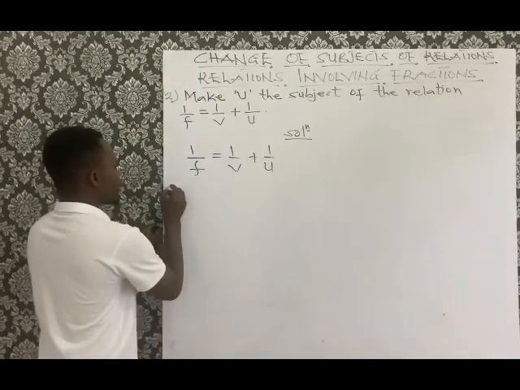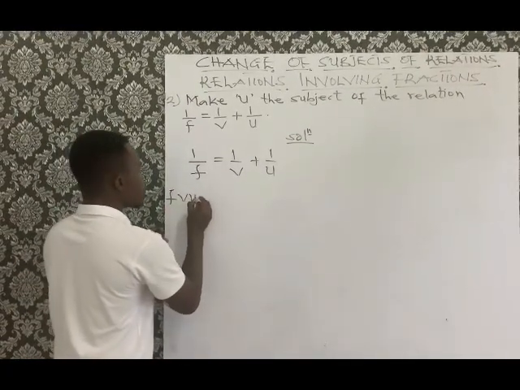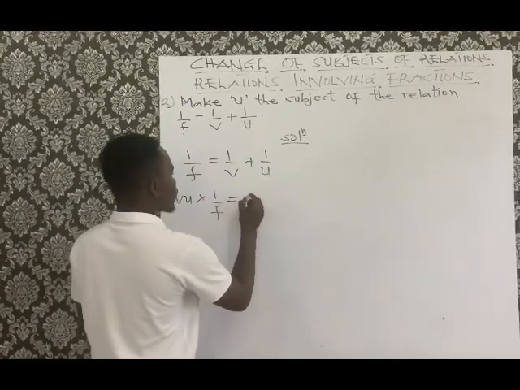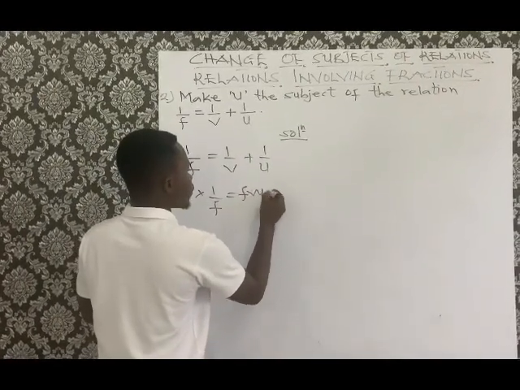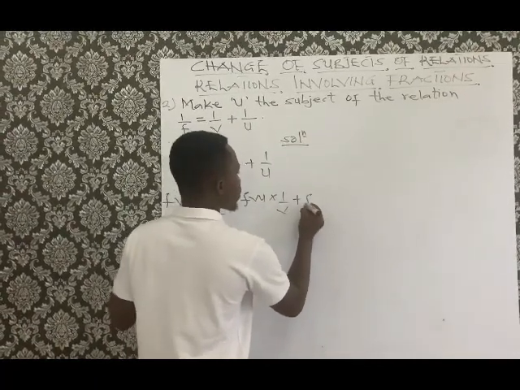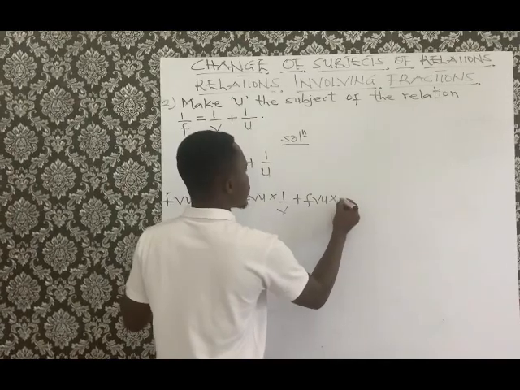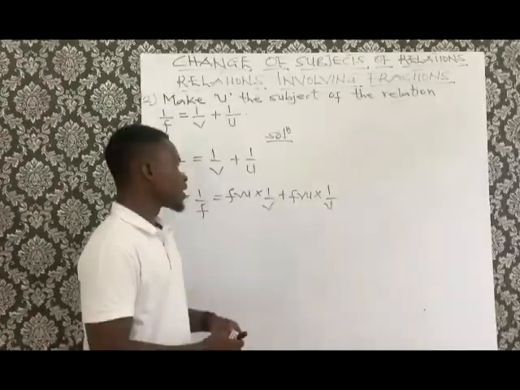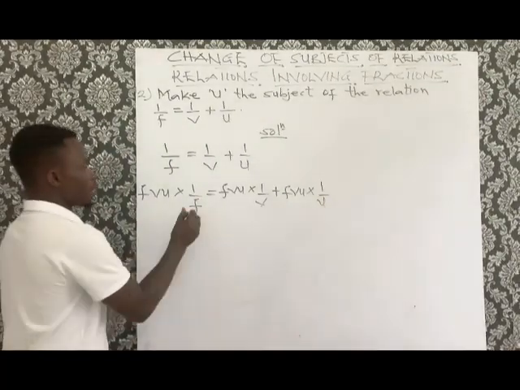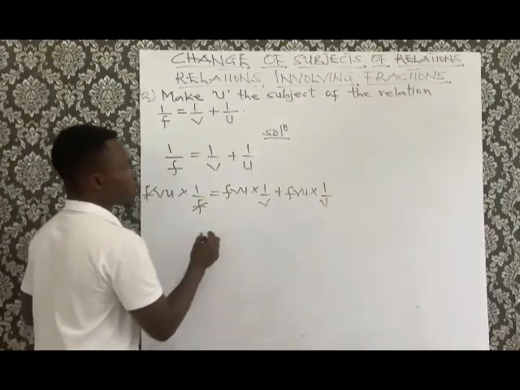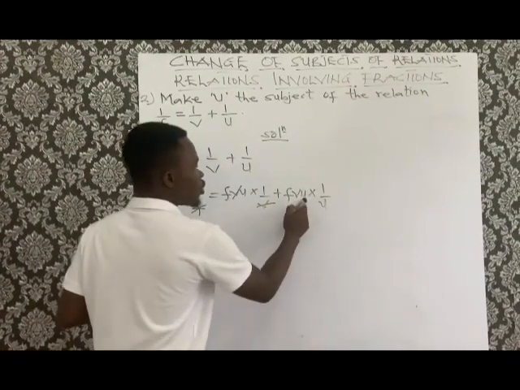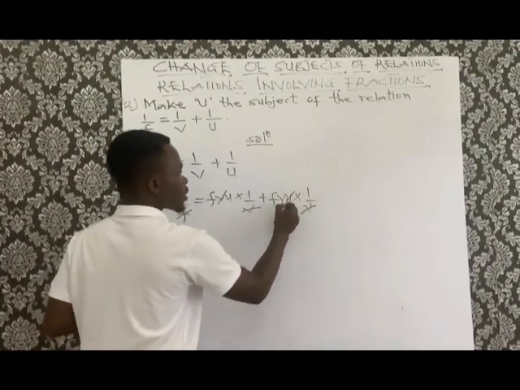So we have FVU times 1 over F equal to FVU times 1 over V plus FVU times 1 over U. From this place, we cancel out. There's F here, there's F here, so this F cancels this F. There's V here, there's V here, so this V cancels this V. There's U here, there's U here, so this U cancels this U.